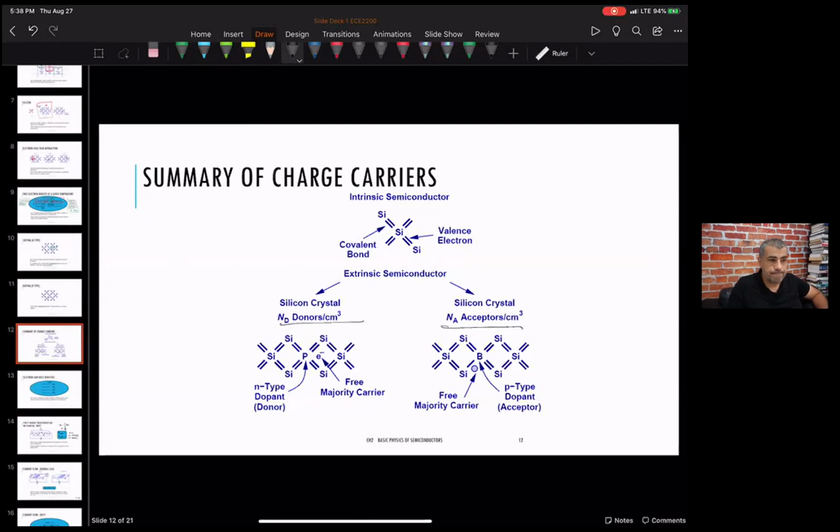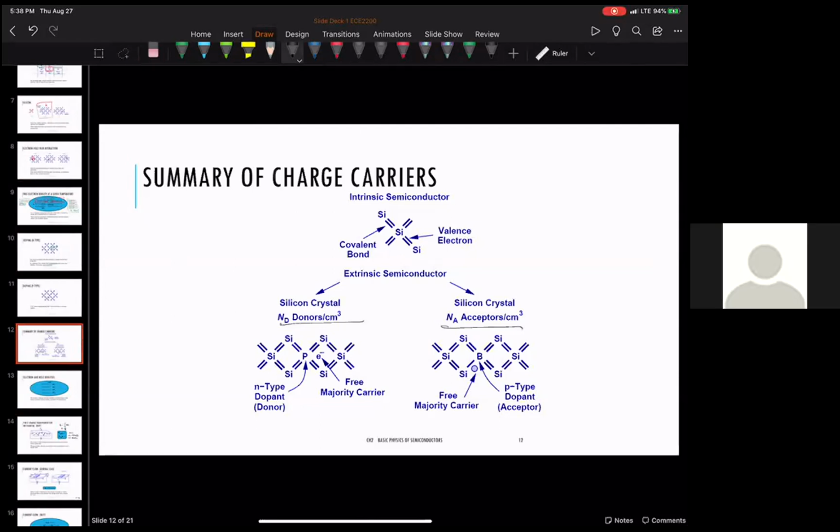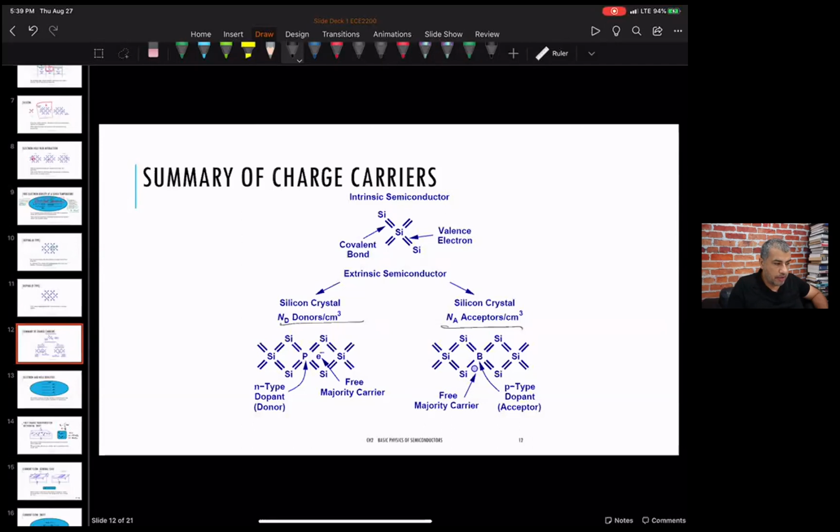Professor? Yeah. You said that the group 5s are acceptors or donors? Group 5 are donors, because they have an excess electron. They have 5 valence electrons, so they donate an extra electron into the lattice. I don't know why they call it donors, it's sort of convention. All right, thank you.